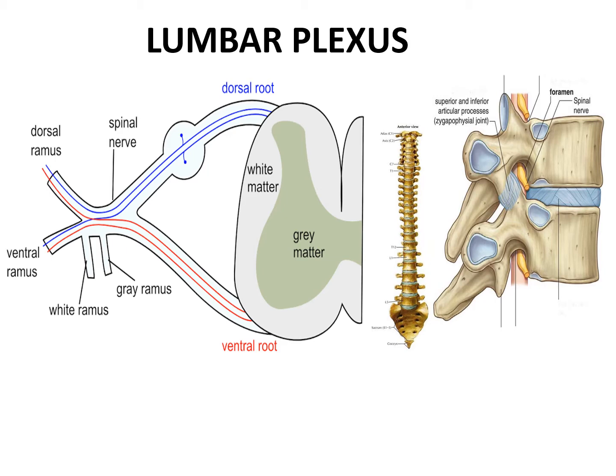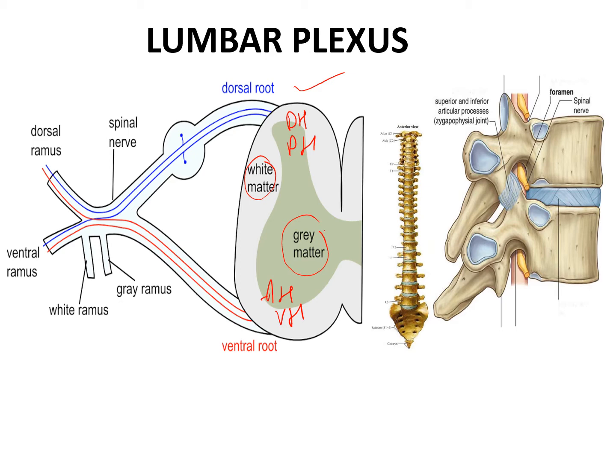So if you see in this diagram, this is a section of the spinal cord. This is the gray matter as you can see, and this is the white matter. This is the anterior horn or the ventral horn, and this is the posterior horn or the dorsal horn of the spinal gray matter.